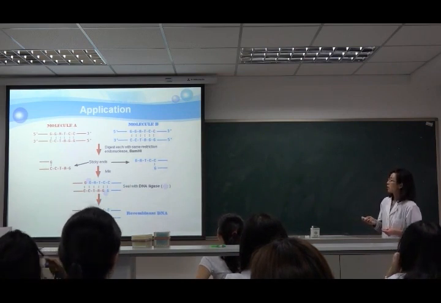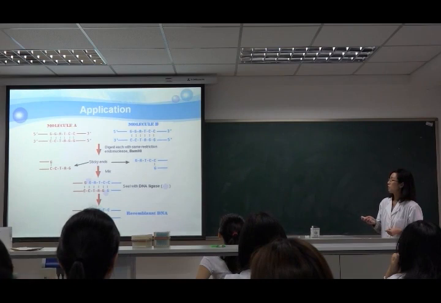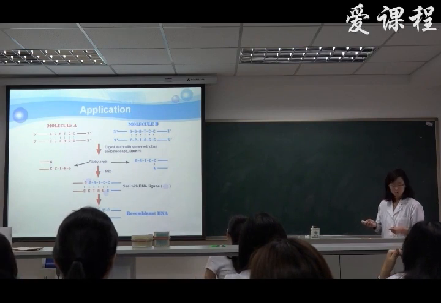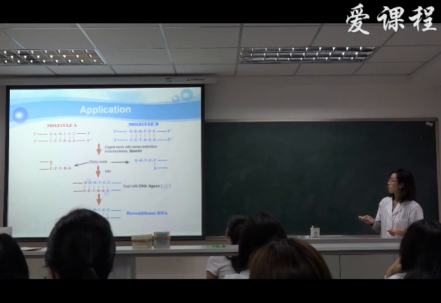So we can digest or cut each with the same restriction enzyme, BamHI. We can use BamHI to cut molecule A and molecule B. We can see here, BamHI cuts between the G and the G. Then from molecule A, we get sticky ends like this, and from molecule B, we get another sticky end like this.